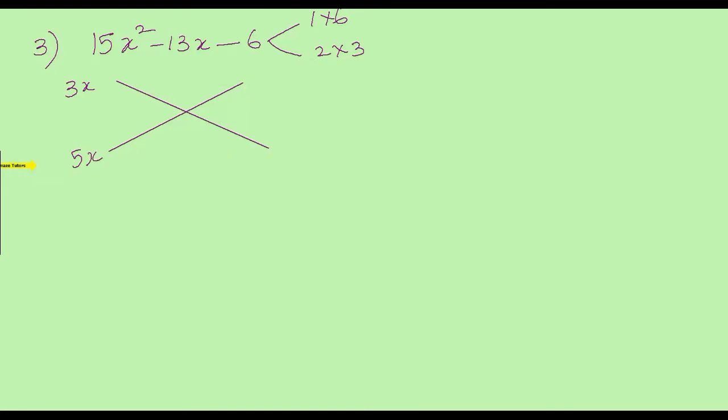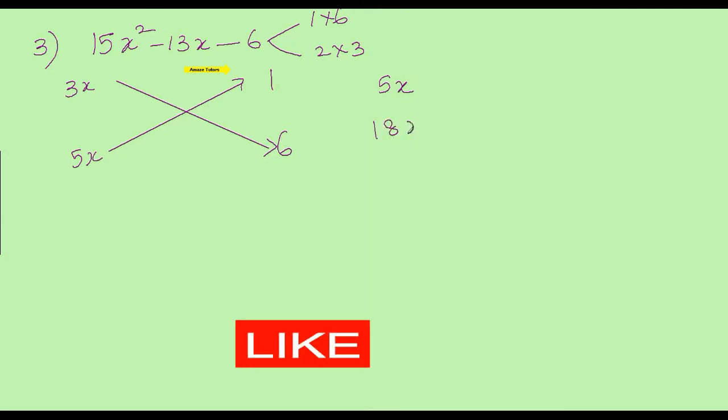I'll go with 1 and 6 first. If it works, no need to go to the other pair. But again I am telling you, this pair you will actually get it directly after some experience, after some practice. No worries about it. Now, let me cross multiply. 1 times 5x is 5x. 3x times 6 is 18x.